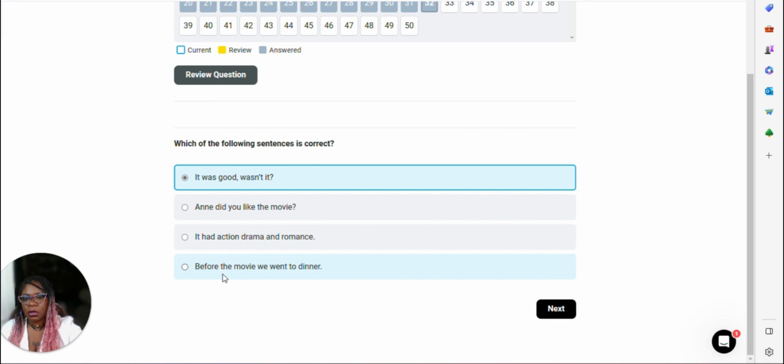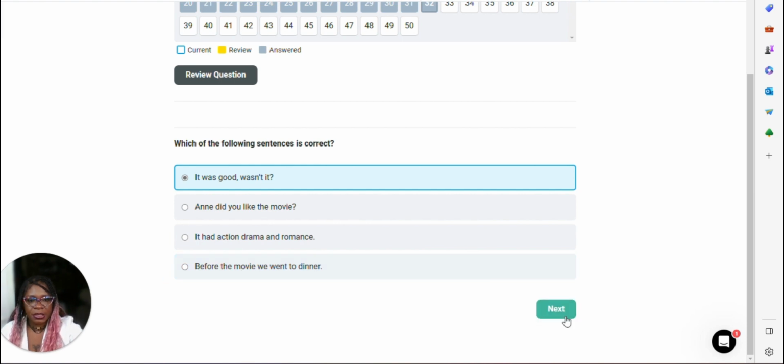And also before "the movie," comma, "we went to dinner." So you have two separate things going on here. So yes, the answer for this one is going to be, "It was good, wasn't it?" That comma represents that pause that's necessary in your writing.